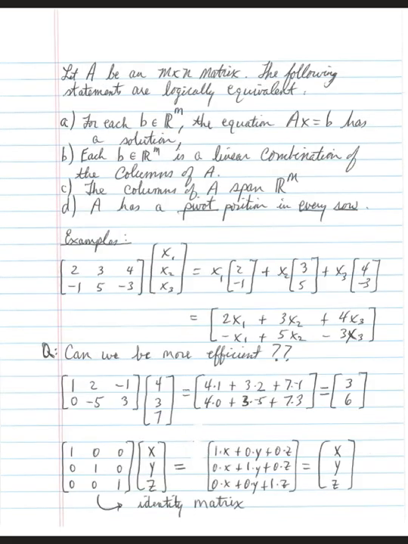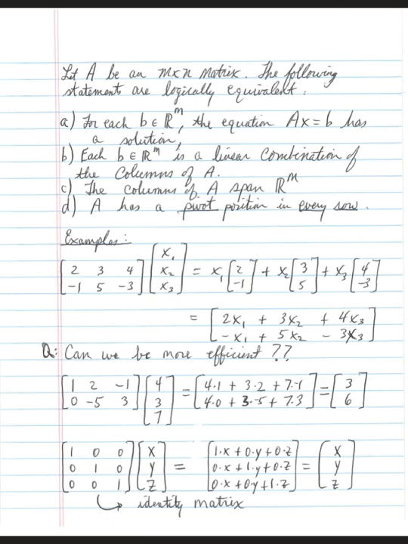Let A be an m by n matrix. The following statements are logically equivalent. For each vector b in Rm, the equation Ax = b has a solution. Each b in Rm is a linear combination of the columns of A. The columns of A span Rm, and what you'll find is if all that's true, A will have a pivot position in every row. Every row.